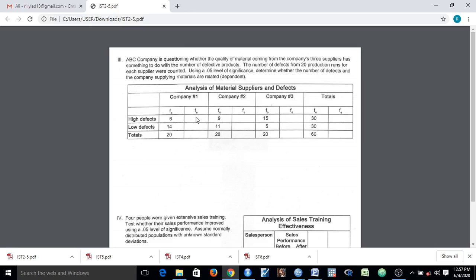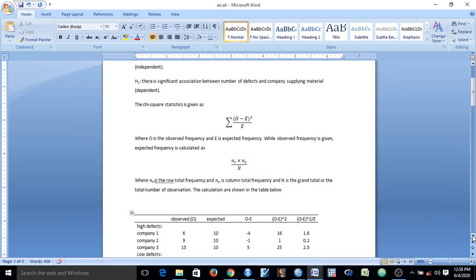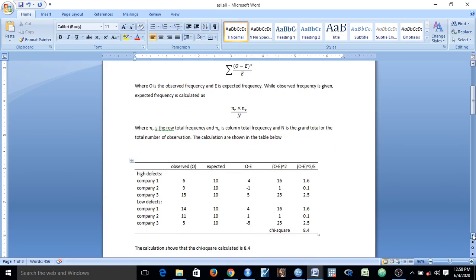So to get the expected for high defect here, we take the column total, 20, multiplied by the row total, 30, that is 20 times 30, 600. Then we divide it by the grand total. That's how we calculate our expected frequency. So for all of them, we have our expected frequency as 10.